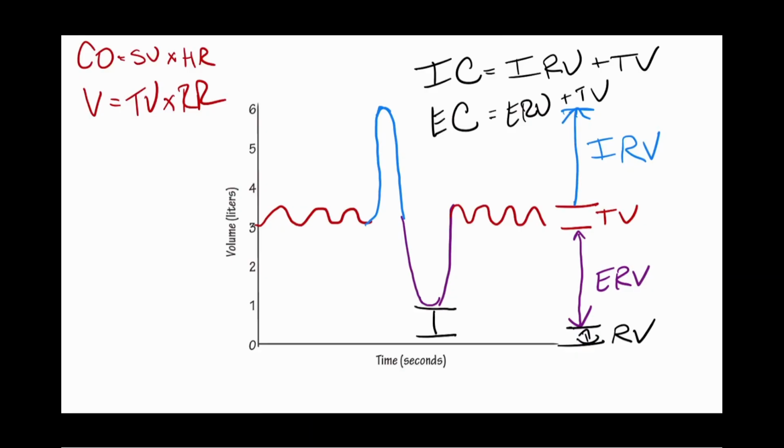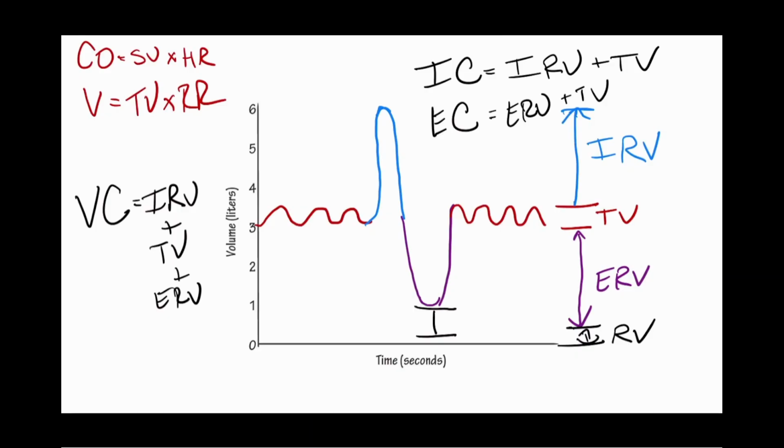Okay, we have vital capacity. What does vital mean? Life. All the air that we can bring in and out of our lungs for life, for diffusion and all that stuff to happen. So our vital capacity is inspiratory reserve volume plus tidal volume plus expiratory reserve volume. So the very top to the very bottom of this big graph, not including residual volume. We haven't gotten there yet.